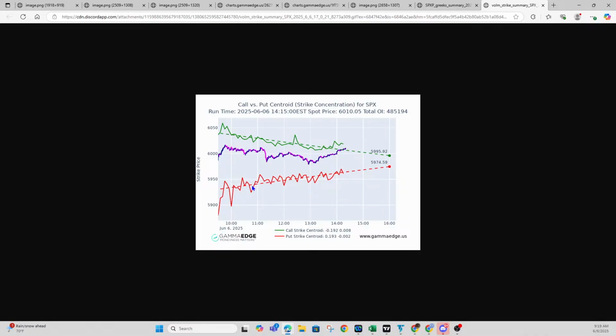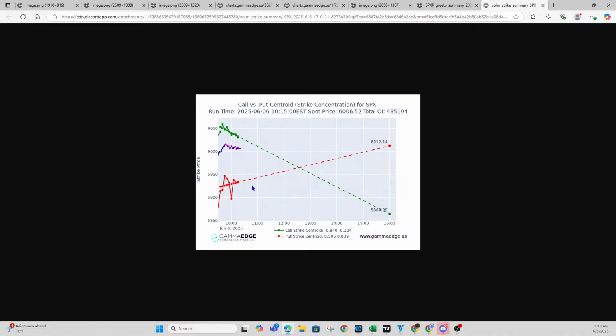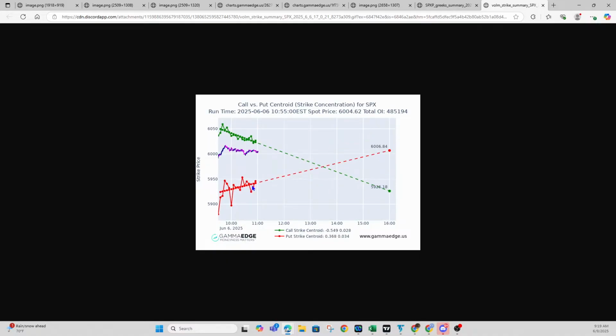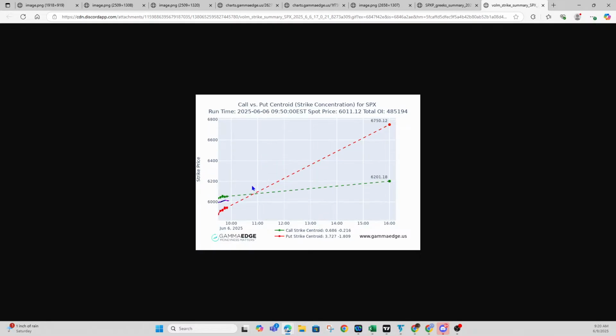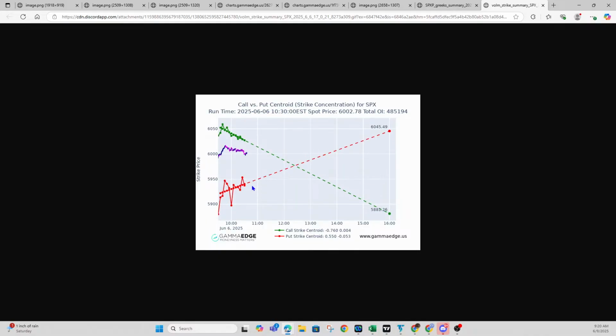And why we like to watch this is it gives us an indication of where market participants are positioning and speculating. Are they speculating to the upside? You would see the call centroid continue to trend above spot price, indicating that they're continuing to move that speculation up. Or is it trending to the downside, as in there's not a significant amount of out of the money call speculation occurring? And vice versa with the put centroid, is there a significant amount of out of the money put speculation occurring below spot price and at strikes significantly below where we're at? Or is there really not that put speculation occurring and we're staying really close to spot price?